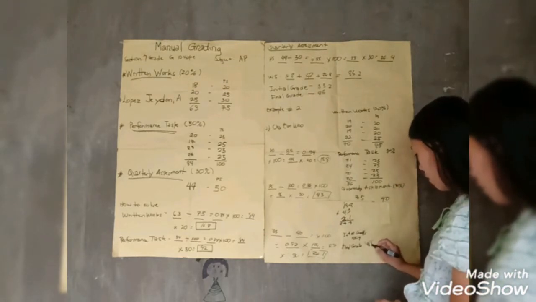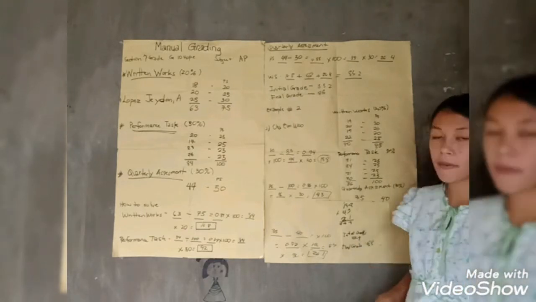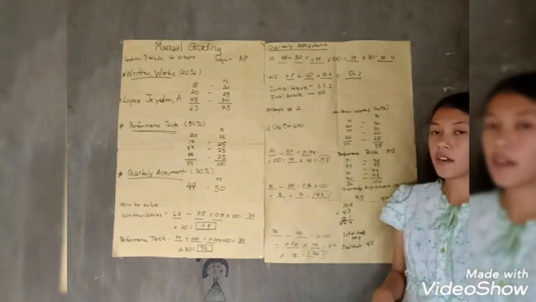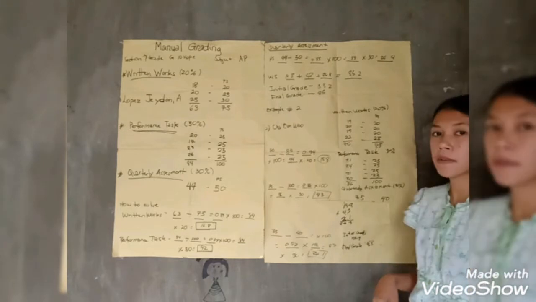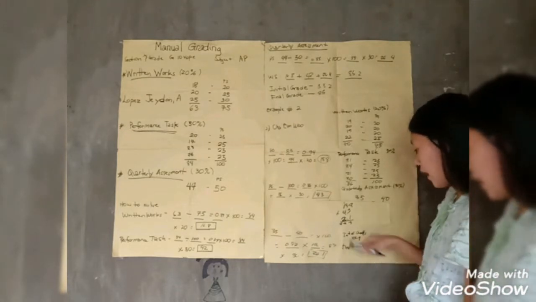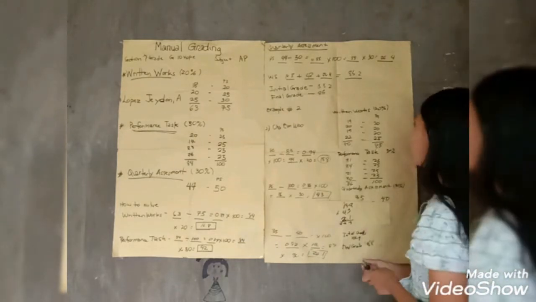So, for example, if his grade is 87.5, it is rounded off. But if it is 87.2, then his grade is still 87.